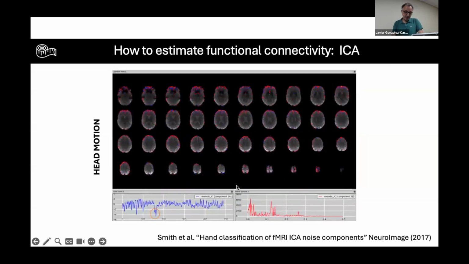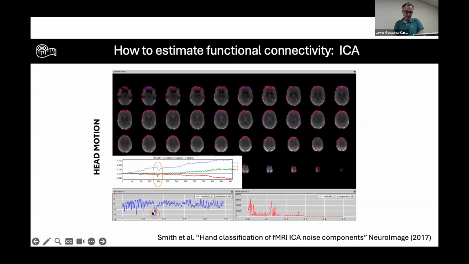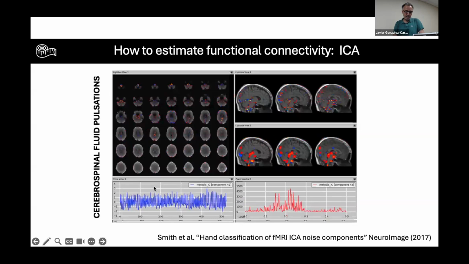But here is another component where most of the signal comes from the edges of the brain, and definitely the profile in terms of the spectrum is very different. We have these very high components here that are kind of weird, and then we see this big dip here. Something like this most likely comes from motion. And if we actually compare the representative time series of this component to the motion estimates, we can see that that dip aligns.